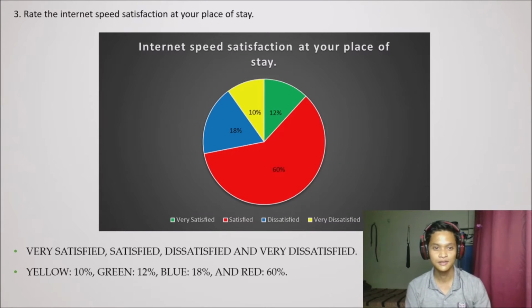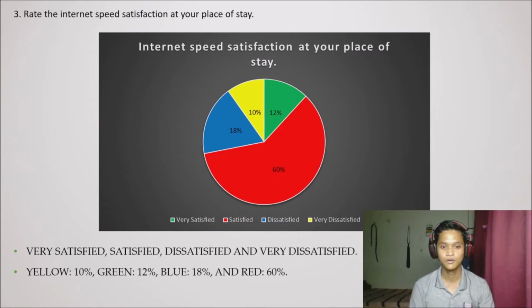Okay, now I'm going to present the pie chart for question 3. The pie chart portrays the respondents' feedback on rating the internet speed satisfaction at their place of stay. The four choices that the respondents can pick are very satisfied, satisfied, dissatisfied, and very dissatisfied. The yellow segment, which is the smallest segment out of all the segments, shows that only 10% of the respondents picked very dissatisfied. After that, the green segment, which is the second smallest segment, recorded only slightly above 10%, is for the respondents who picked very satisfied.